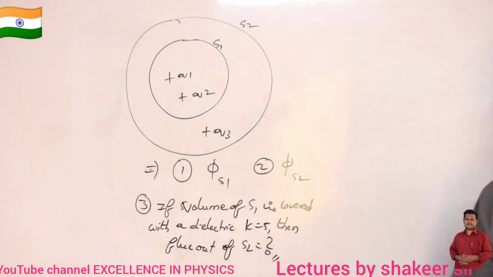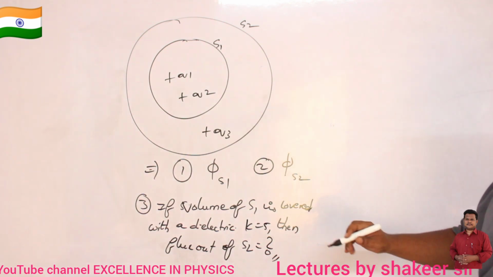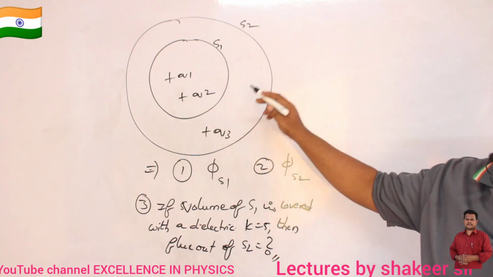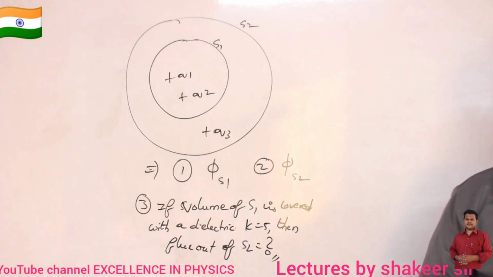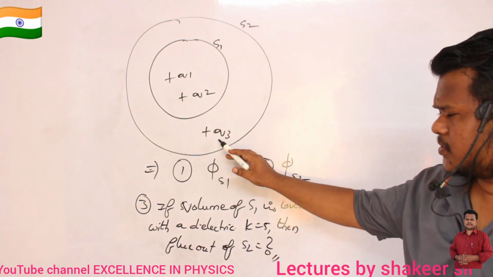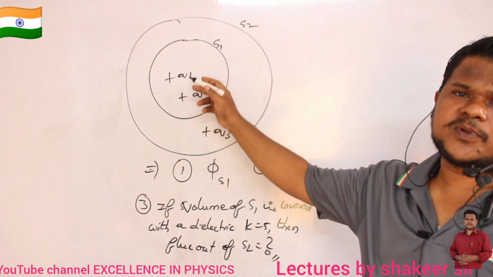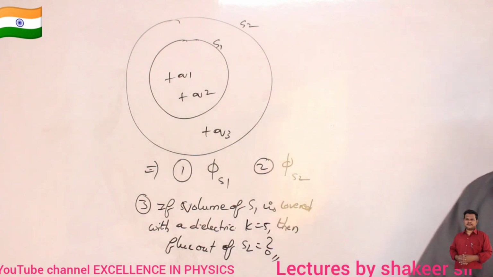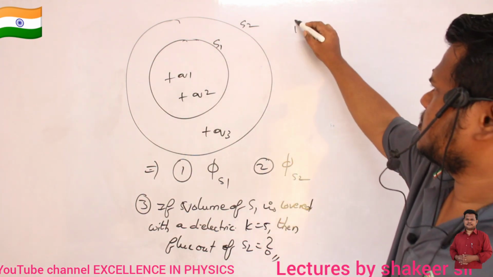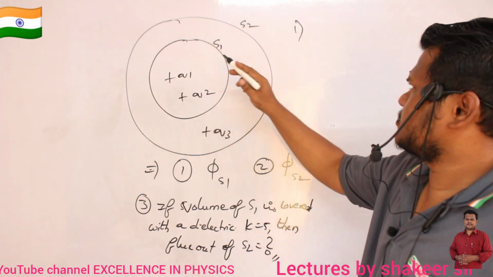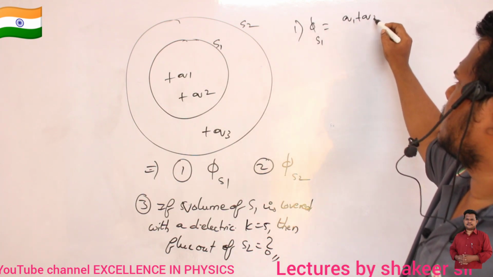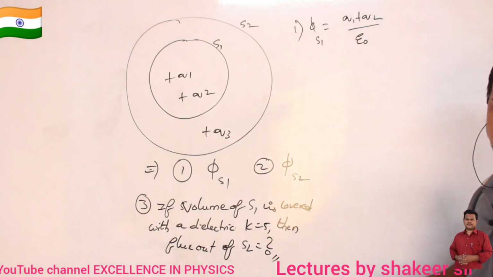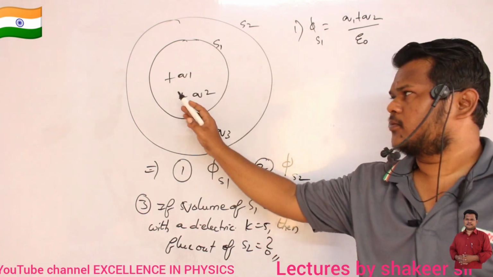So first of all, have you understood the question? Inside surface S1, 2 charges are present. Inside surface S2, how many charges are present? 3 charges are present. What are the 3 charges? Q3 is also present, Q1 is also present, Q2 is also present inside surface S2. So the answer for the first one: flux coming out of surface S1 is equal to Q1 plus Q2 divided by E0. That's all, because the surface S1 is including only 2 charges.